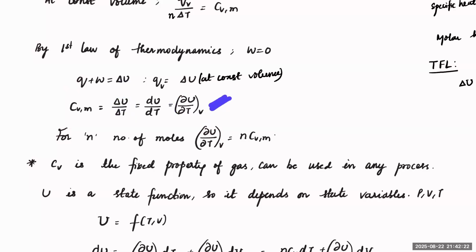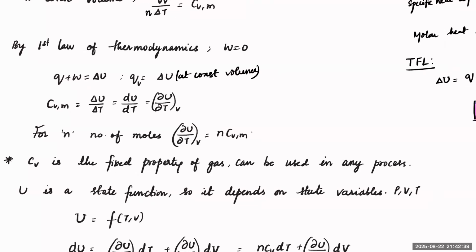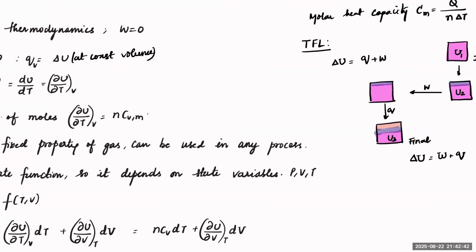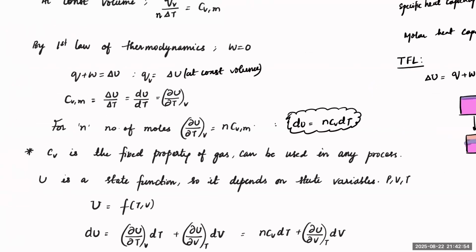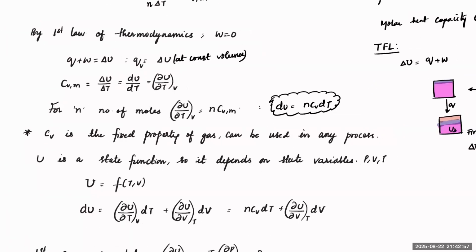And this was for 1 mole. If we have n number of moles, you have to divide that by n. So for n number of moles, du by dt at constant volume is equal to the number of moles into heat capacity. So from here, I can write du is equal to nCv delta T. This is a very, very important formula for us: delta U, that is the change in internal energy, is equal to nCv delta T.